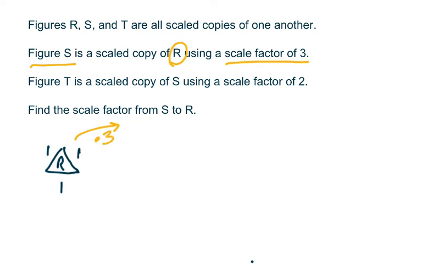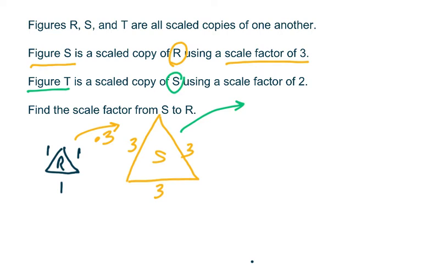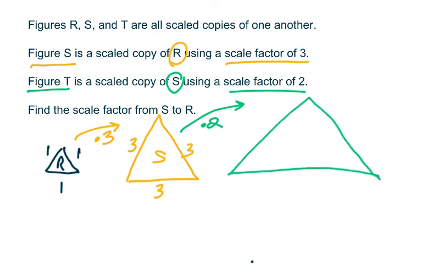That means my side lengths will each be 3 times longer, and 1 times 3 is 3. So this is S: 3, 3, and 3. Then we also have figure T, which is a scaled copy of S. I'm going to start at S and use a scale factor of 2, so I multiply by 2. Each side length will be twice as long as it was. This gives me figure T, and 3 times 2 is 6, so each of these side lengths will be 6.